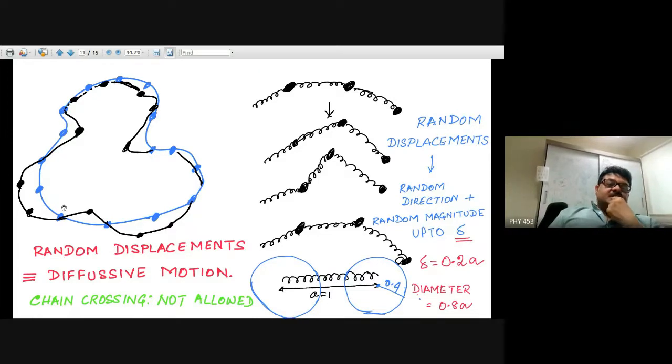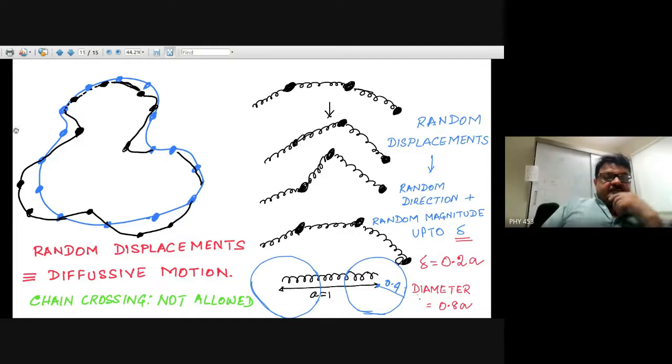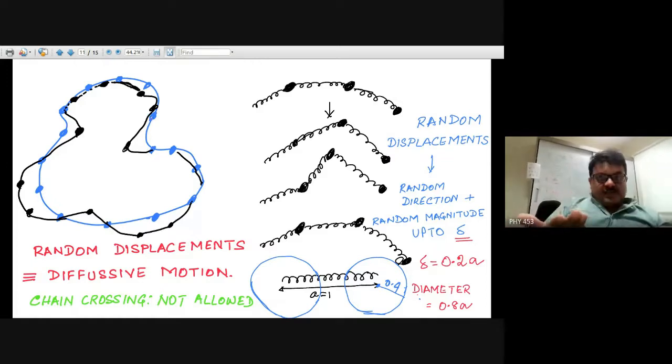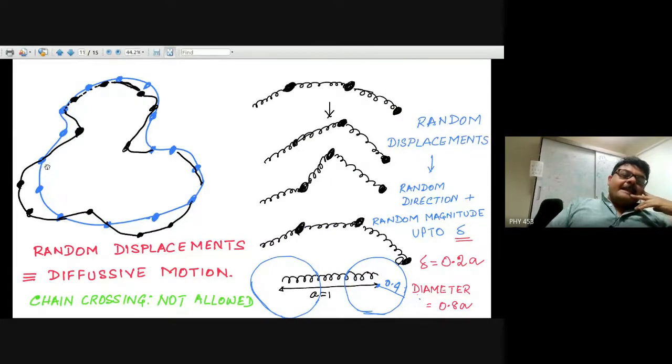Now I would like you to appreciate that if this black chain was the conformation before a Monte Carlo step, then after a few Monte Carlo steps, some of these monomers, you are attempting a random displacement, some of those will be accepted, some of them won't be accepted. As a consequence, after one or two Monte Carlo steps, this chain which was in black will have a slightly different conformation corresponding to this blue chain. So some of the monomers will remain the same.